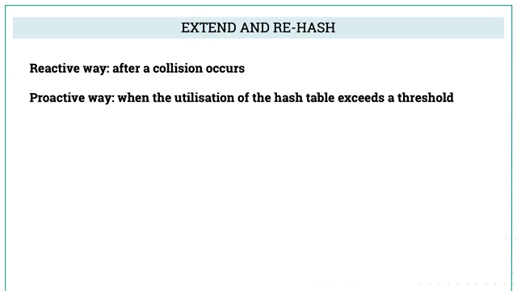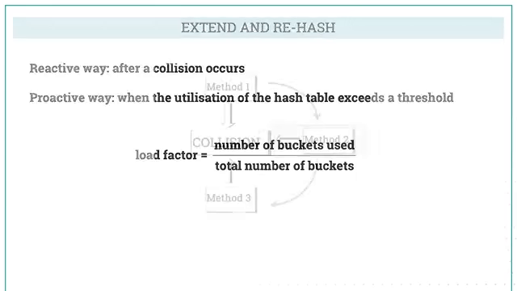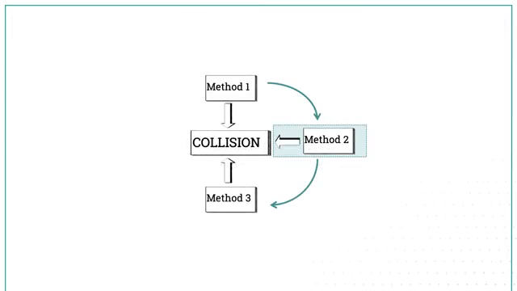Because determining the minimum number of buckets to extend and rehash is not practical, since hash tables of different sizes will have different minimum values, we refer to the load factor rather than the number of used buckets. The load factor is the fraction of buckets used. So, the proactive way of dealing with collisions uses extend and rehash every time the load factor exceeds a given threshold. That was for extend and rehash.